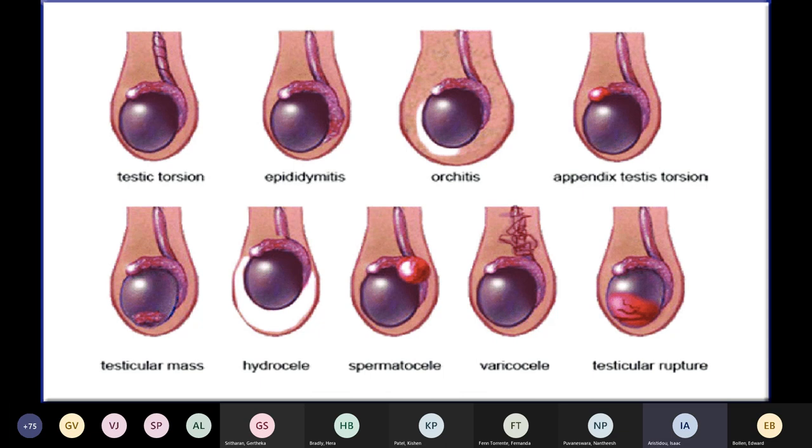And then this illustration here shows how the swelling might be. Hydrocele is quite diffuse. It's separate from the testicle. A testicular mass is potentially cancer embedded within the testes itself. A spermatocele or a cyst usually presents at the top of the testes, similar to the previous picture that I showed you.